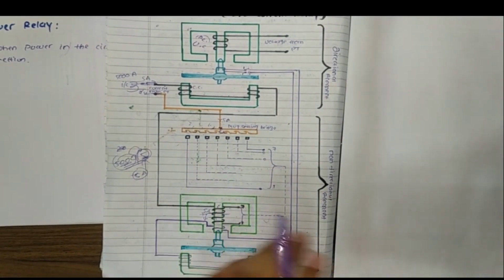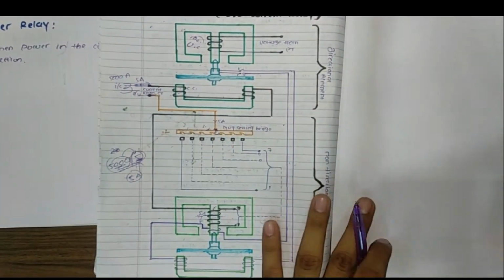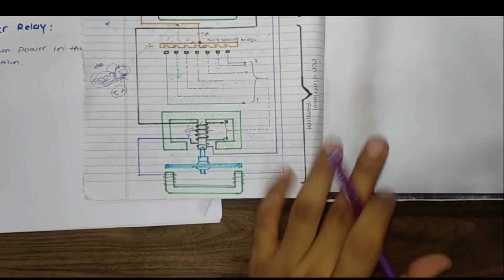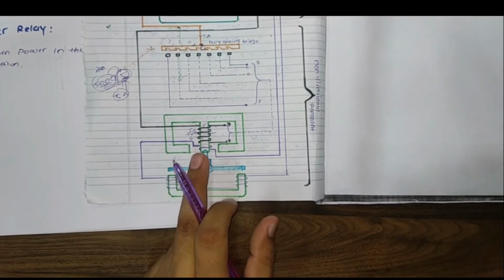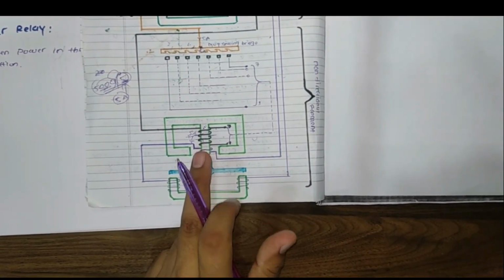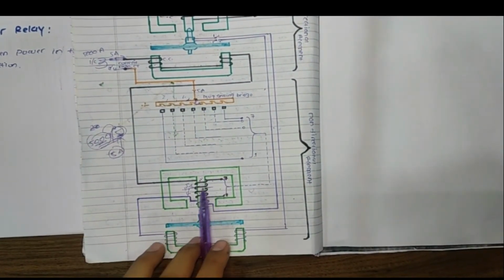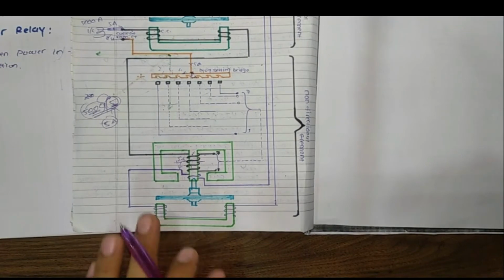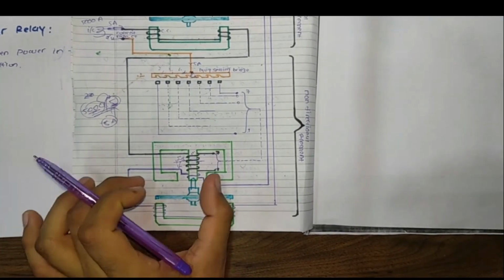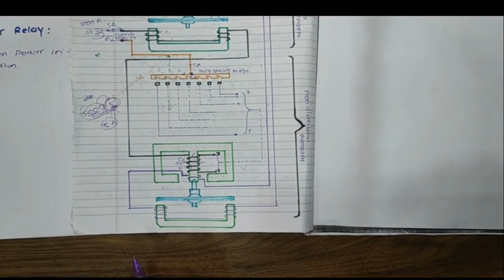In the directional relay, I have mentioned what the components are. But in the next section, this is the non-directional element. The current coil of the directional element is connected in series with the primary winding of the non-directional element. As you can see here, this coil is connected in series with this lower magnet. The plug setting bridge is provided to adjust the current setting as per our requirement.